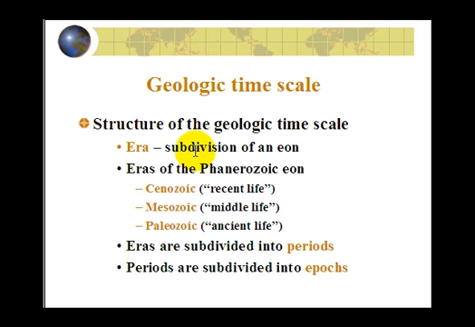Life is much more diverse, so we subdivide the eras into periods. And as we get up into the closest time frame, the last 65 million years or so, we know a lot more about that. There are a lot more rock units available, a lot more fossils available, so we're actually able to divide those into even smaller units called epochs.